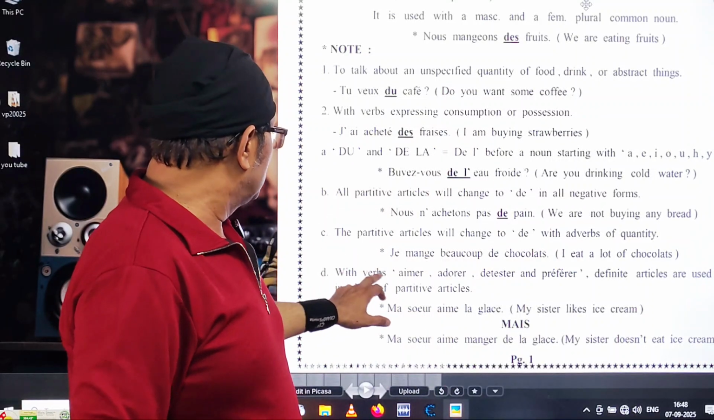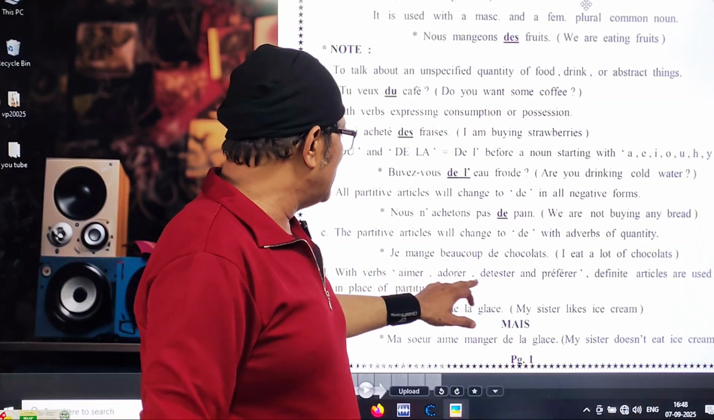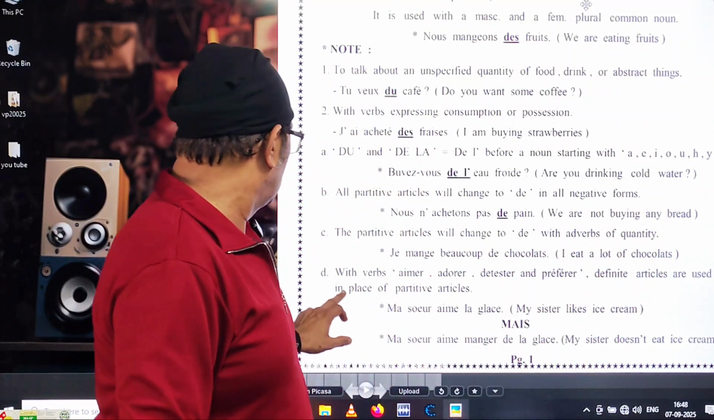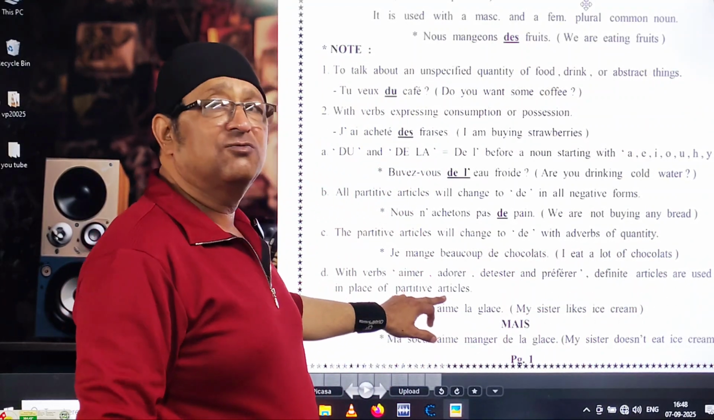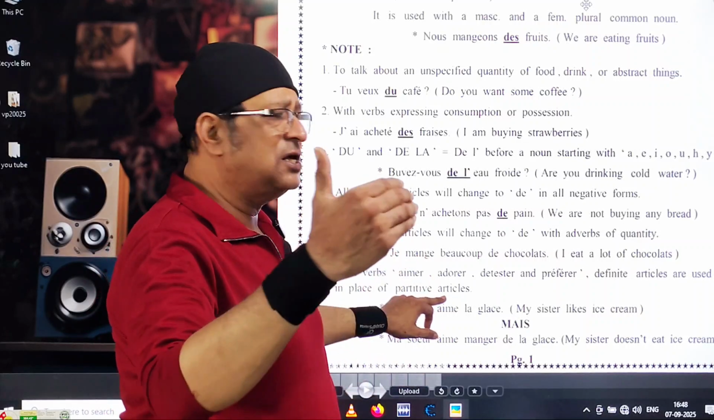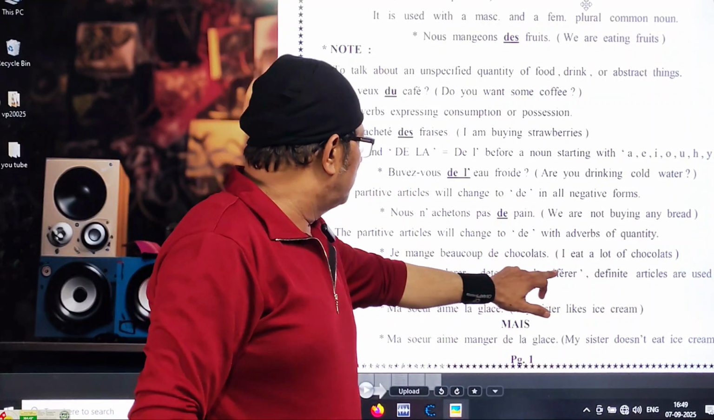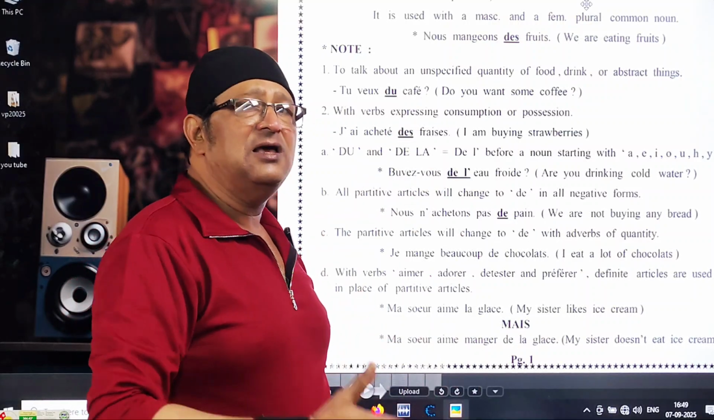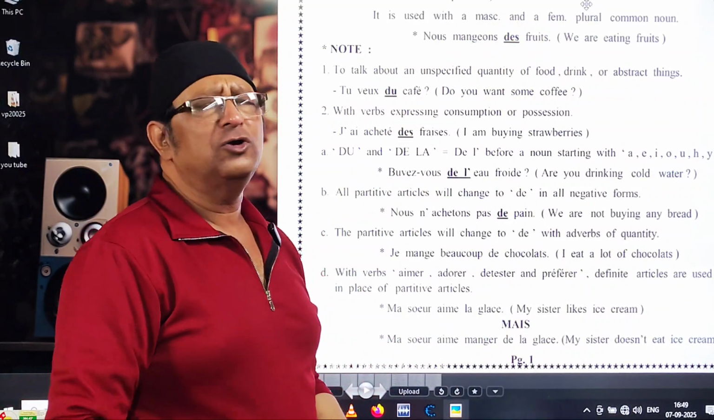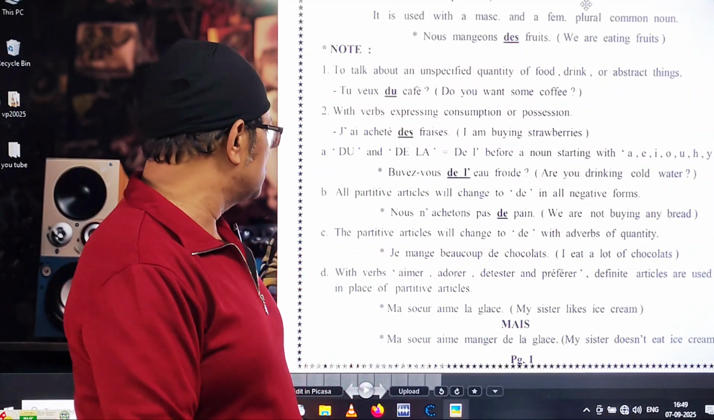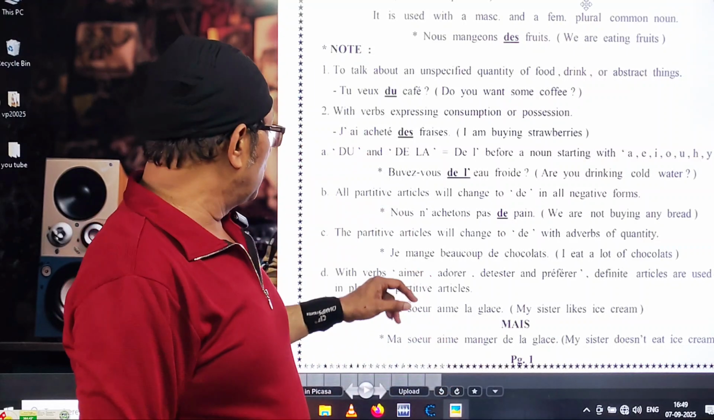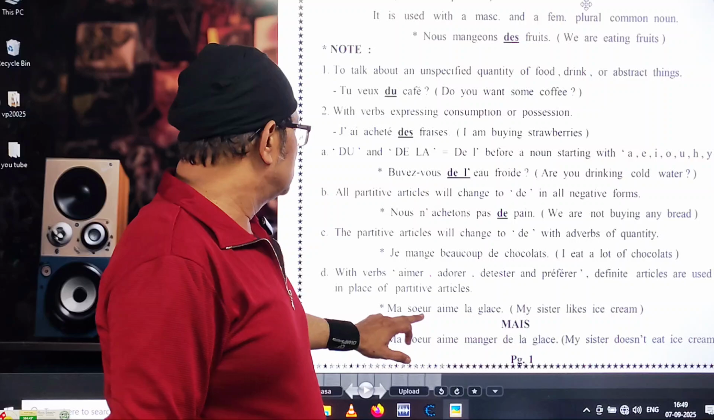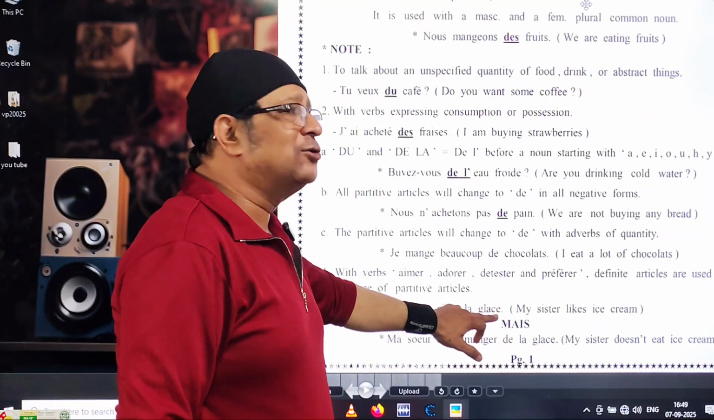So here you can see with the verbs aimer, adorer, détester and préférer, definite articles are used in place of partitive articles. Whenever you see these four verbs in a sentence, you have to use definite articles, that is LE, LA, L apostrophe or LES, according to the situation. Here you can see an example also. Ma sœur aime le gâteau.